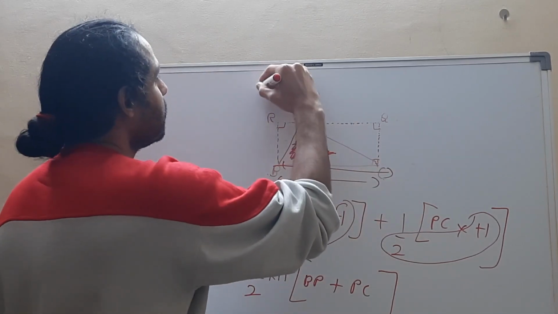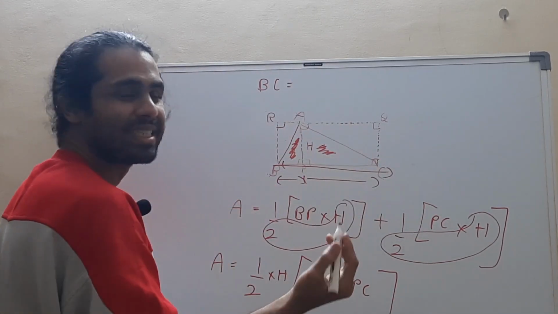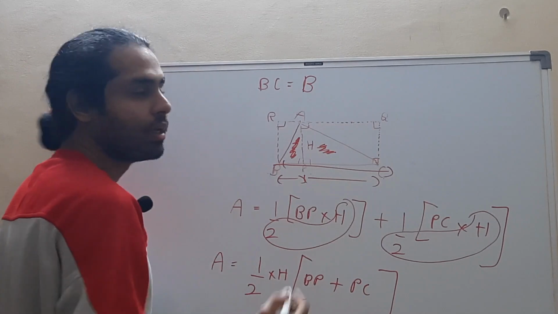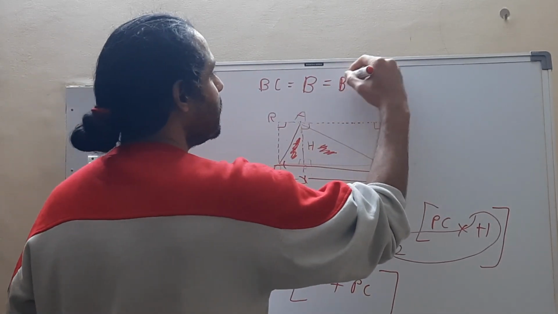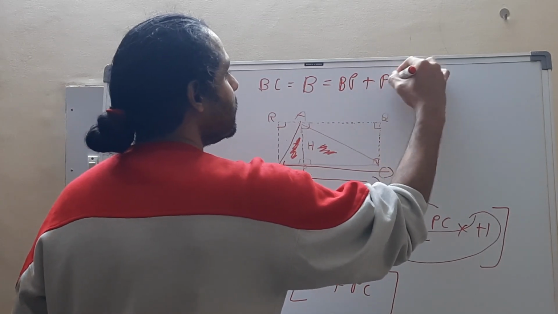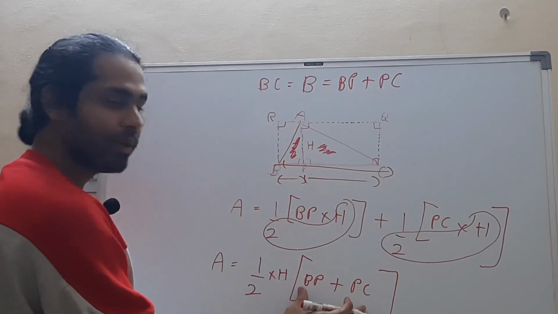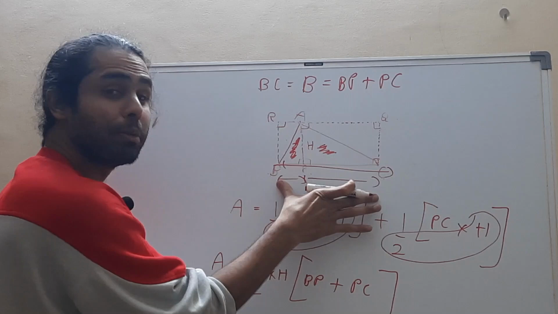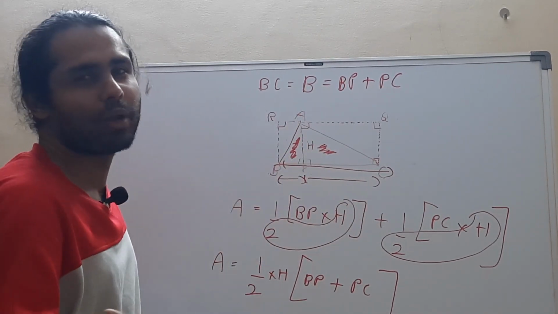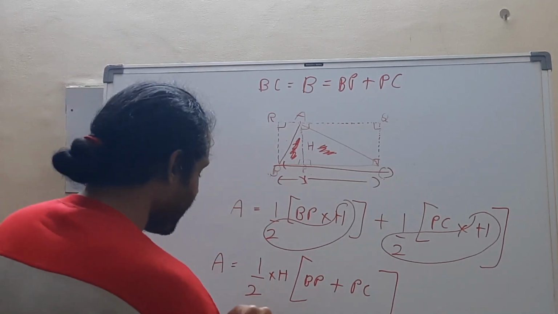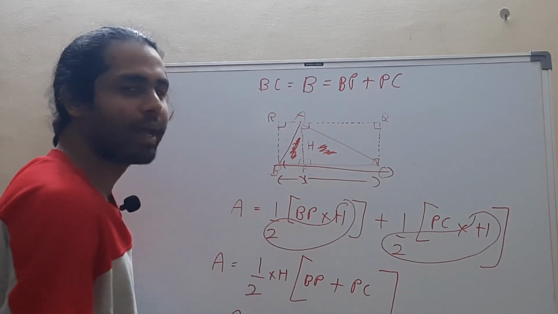I can write that here. BC, I'll call it base. Base B is equal to BP plus PC. So I can replace BP plus PC with the base of the triangle. And now we get our next famous formula that you've seen in many textbooks. The area of any triangle.